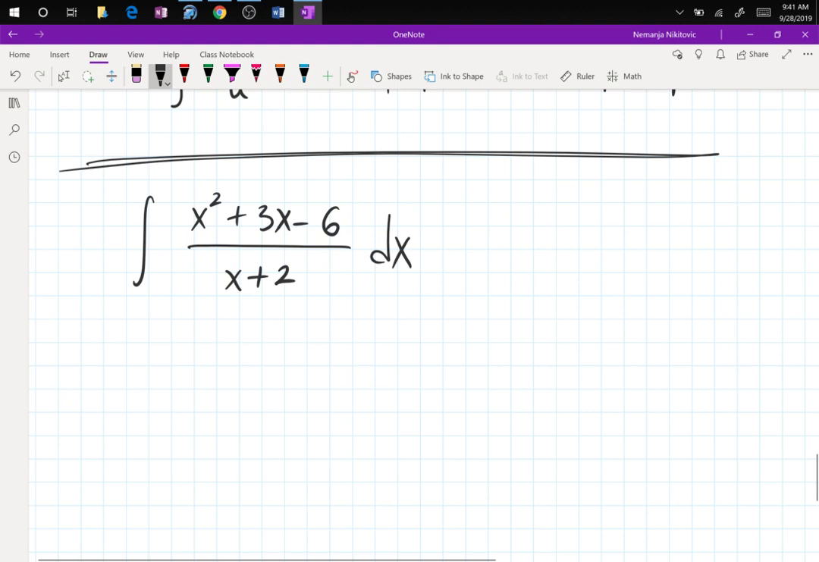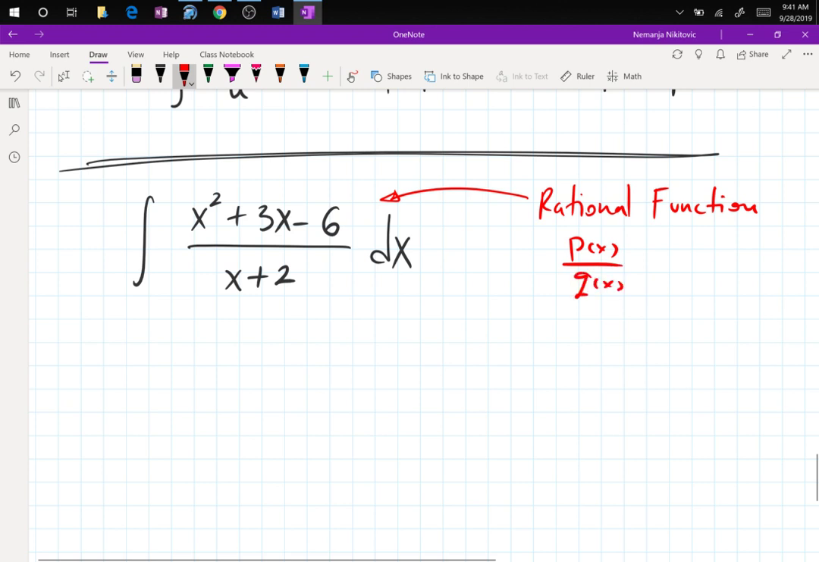And this is a good time to write the rule in blood on the side. This over here is called a rational function, and it's of the form p of x divided by q of x, where both of these are polynomials.